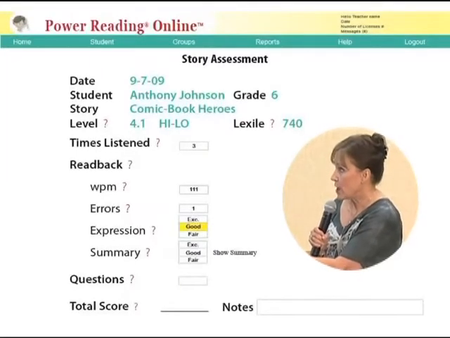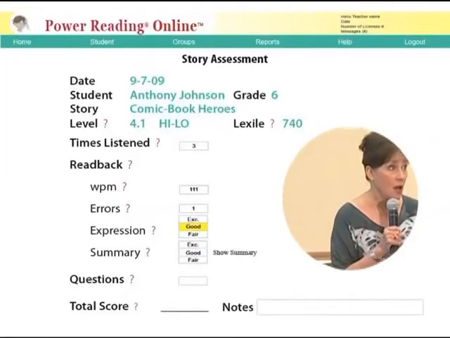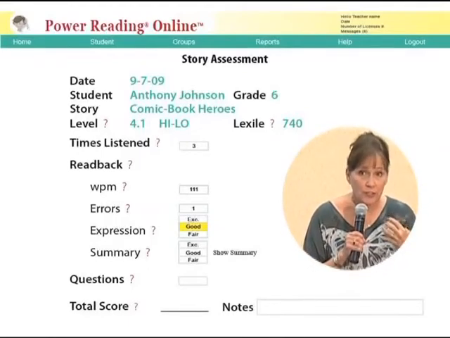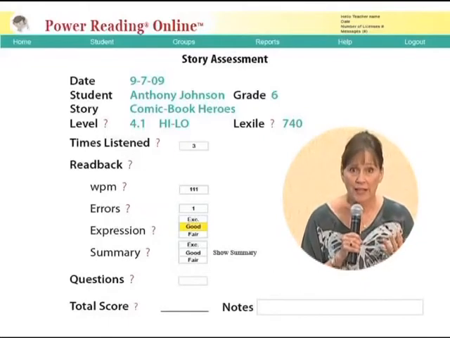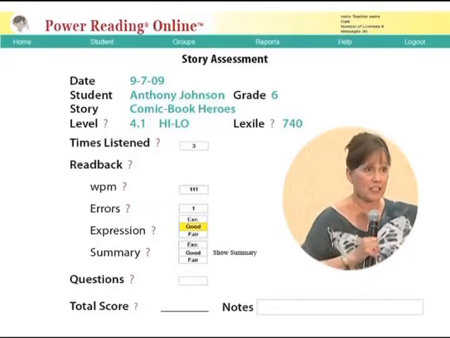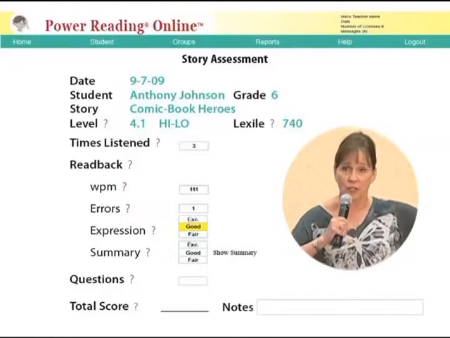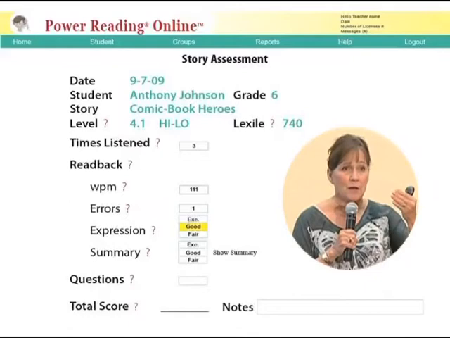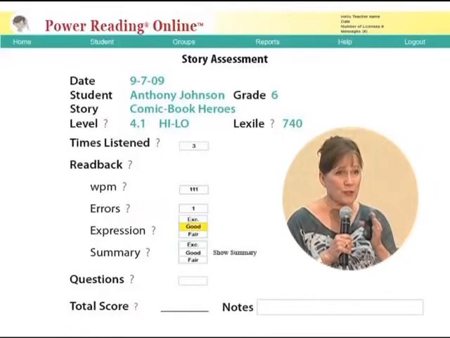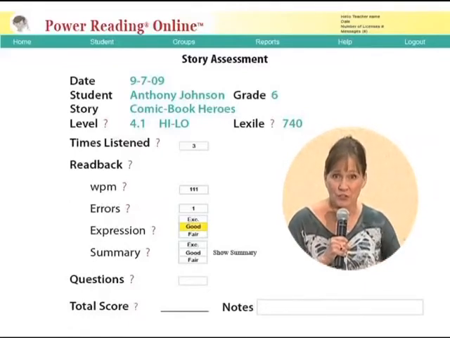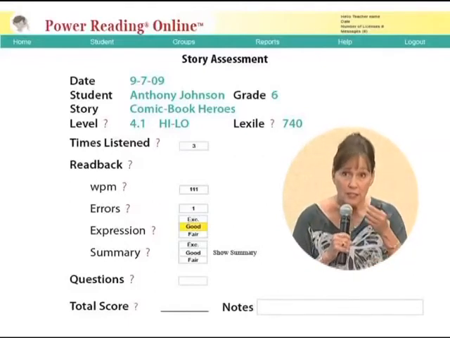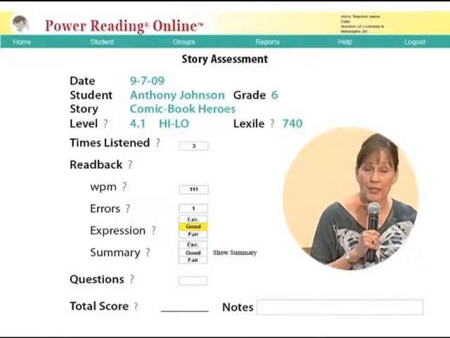You want to also evaluate the expression on the readback. Was it excellent? Was it good? Was it fair? And be very honest with yourself. I mean, you know what a good readback sounds like. Somebody's got rhythm and pace and intonation, and they just sound like the recordings. That would be an excellent one. Good is where they're reading, but they could sure add some more expression, or maybe they're not pausing at the ends of the sentences. And a fair one is like they're really just reading word by word, and it doesn't have a lot of rhythm to it.